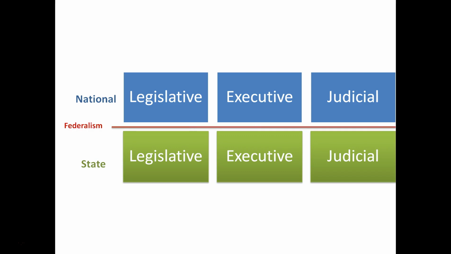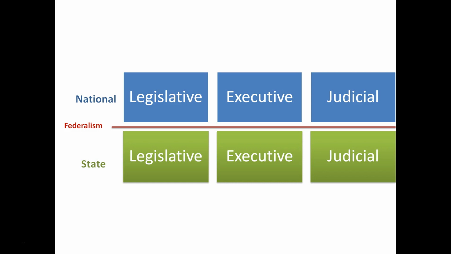Now, if we look at federalism, federalism is the idea that we have a national level of government and a state level of government. It is not about the differences between the branches of government. It's just the division between the levels of government. If we wanted to get more detailed, we could also have a third row that would be our local government below the state level. But the idea is that state governments have some powers and national governments have other powers.